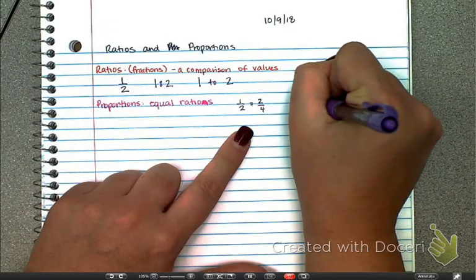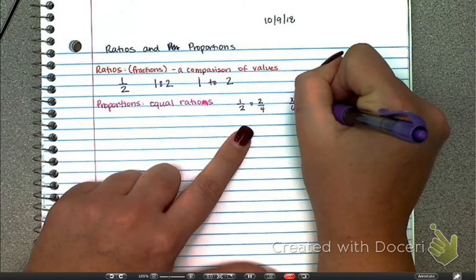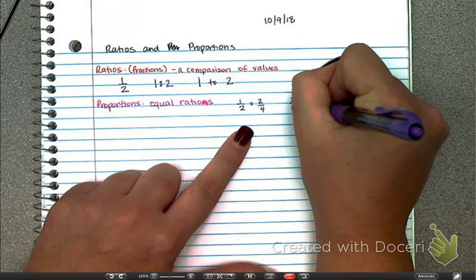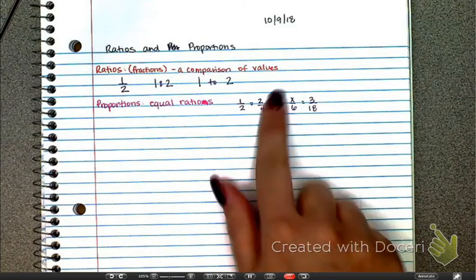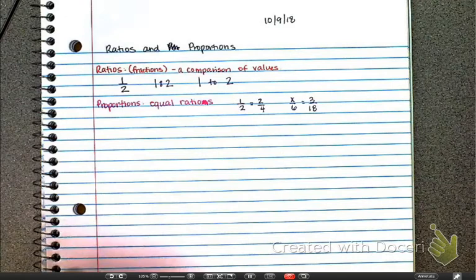You may have seen something like this in the past. X over 6 equals 3 over 18. Does that look familiar? We're not going to solve it quite yet, but does anyone remember how to solve this proportion? You would cross multiply. Okay, so we'll get to that in a second. But this is what a proportion is. It's 2 ratios set equal to each other.